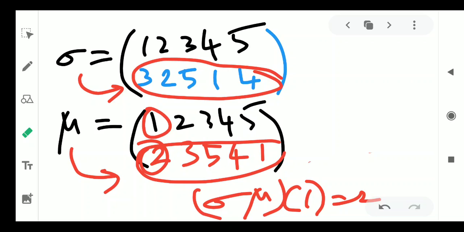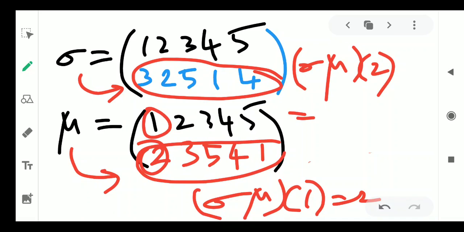Then we will write the complete picture for that. What is sigma mu of 2? What do you have to calculate first? Mu of 2. Mu of 2 is 3. After mu of 2 is 3, what is sigma of 3? Sigma of 3 is 5. Therefore, the answer is 5. Therefore, in order to complete this parenthesis notation for sigma mu, we will do it like this.